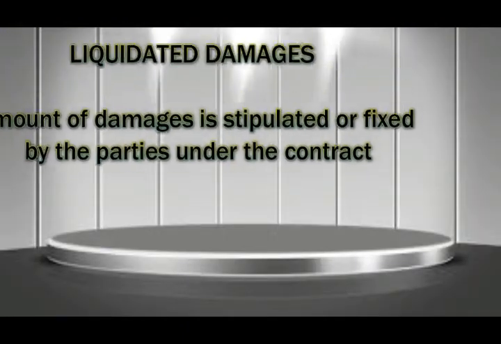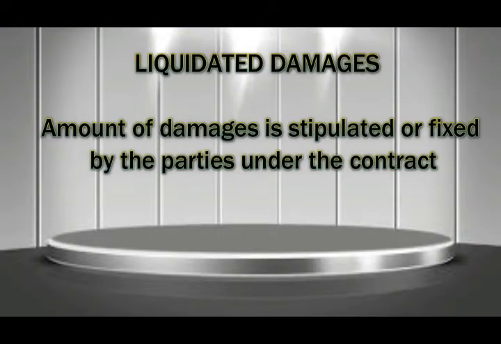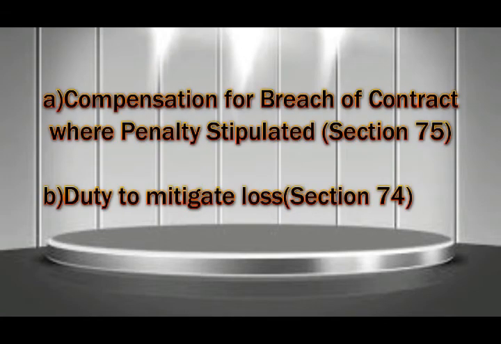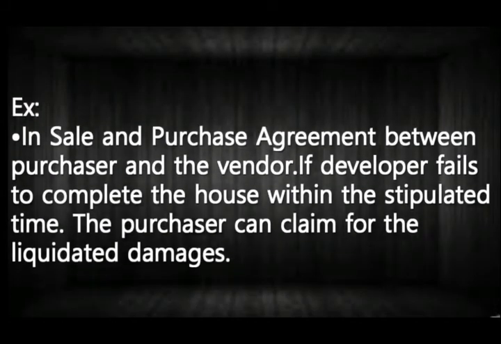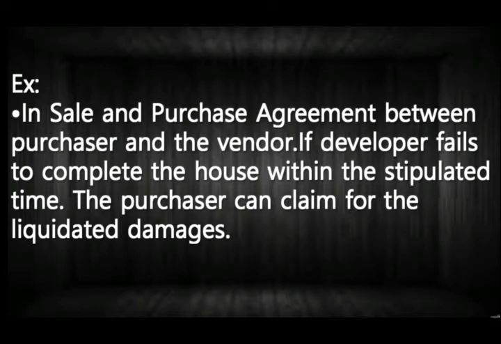Liquidated damages is the amount of damages stipulated or fixed by the parties under the contract. It consists of compensation for breach of contract where penalties are stipulated in Section 75, and also the duty to mitigate loss in Section 74. And this is the example case of the liquidated damages.